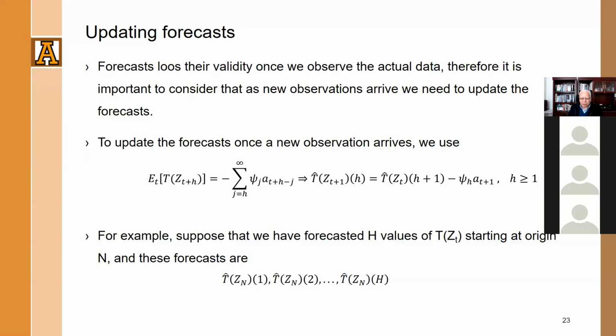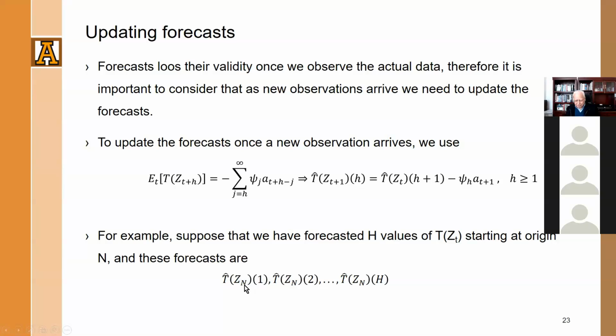So for example, suppose that we forecasted H values of Z_T. So we were at time T and we forecasted capital H values starting at origin. And let's change the origin to origin N. Now I'm at origin N, so my last observation was the nth observation. That was yesterday. So yesterday I forecasted capital H periods ahead. So yesterday I forecasted today's sales, tomorrow's sales, day after tomorrow's sales, and so on, the next 7 days of sales.